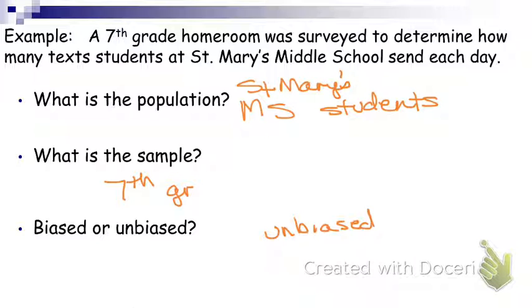So if it's just somebody else coming in and asking, you could say it's unbiased because it's random. Maybe he's randomly picking the 7th grade, or maybe he's randomly picking just certain students from the 7th grade homeroom. So you have to be careful. You've got to get all the details. And so a lot of these, it's really just how you justify it.